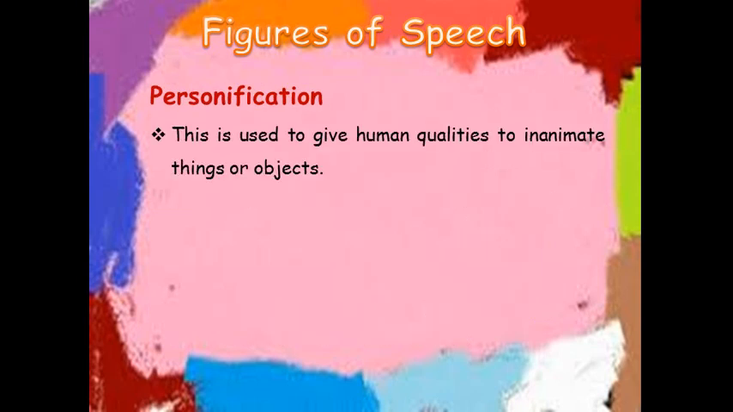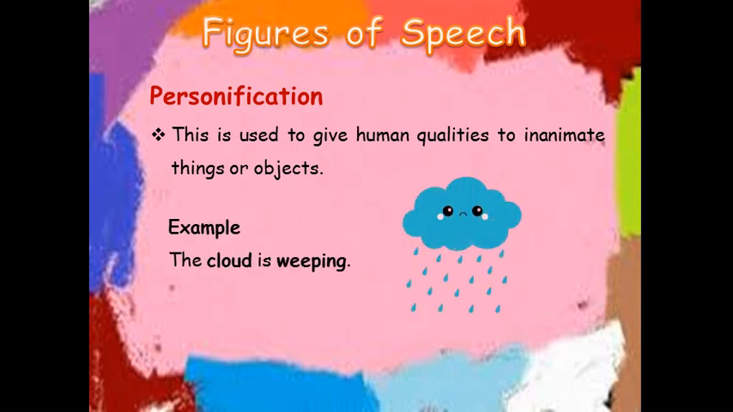Personification. This is used to give human qualities to inanimate things or objects. When you personify an expression, you give the attributes or characteristics of human beings to things that do not have life. For example, the cloud is weeping. You all know that the cloud is not a human being that has eyes, so it cannot really weep. This expression is an example of personification.